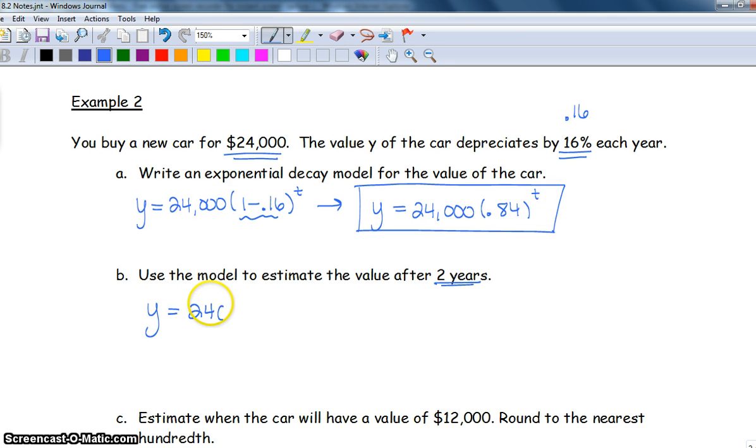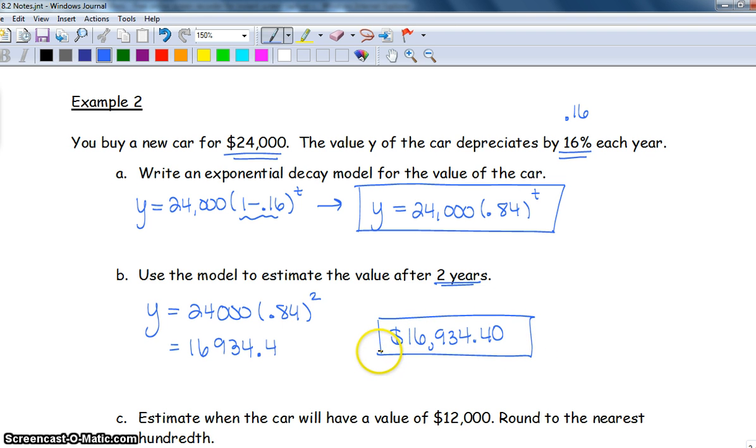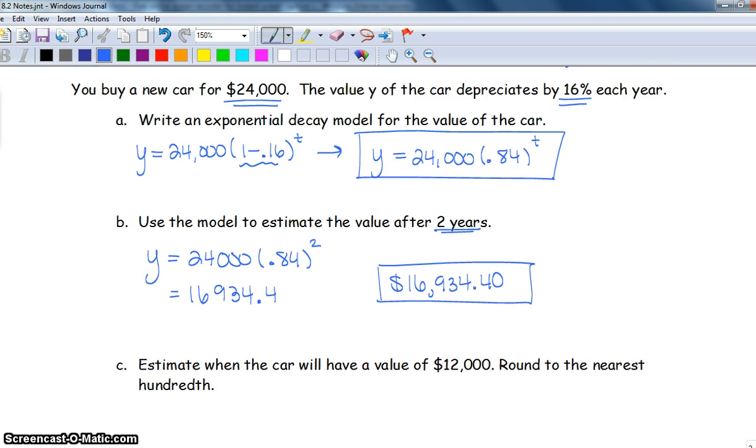So we've got 24,000 times 0.84 raised to the second power, and we get $16,934.4. Now we know we're talking about money here, so even though our calculator only tells us 0.4, we know that when we write this, it becomes $16,934.40. Make sure that you're looking at the units that you're using and you write it correctly.